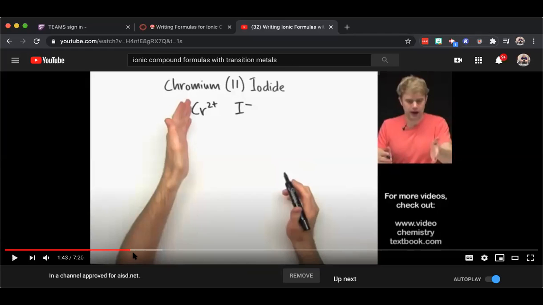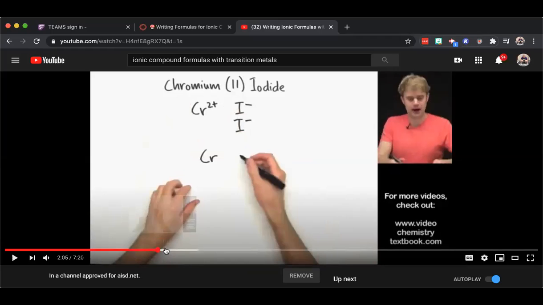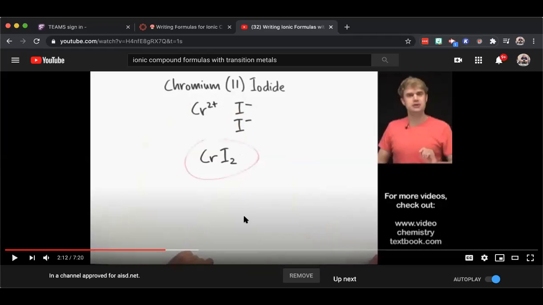So in this one, they are not balanced. I would need to add another iodine. That would give me -2, which would balance out the +2 of chromium. And then my formula would be CrI2. So the process is exactly the same. The only thing that's slightly different is your charge for your metal is going to come from that Roman numeral. It's not going to come from the periodic table like our normal elements, in the other practice.